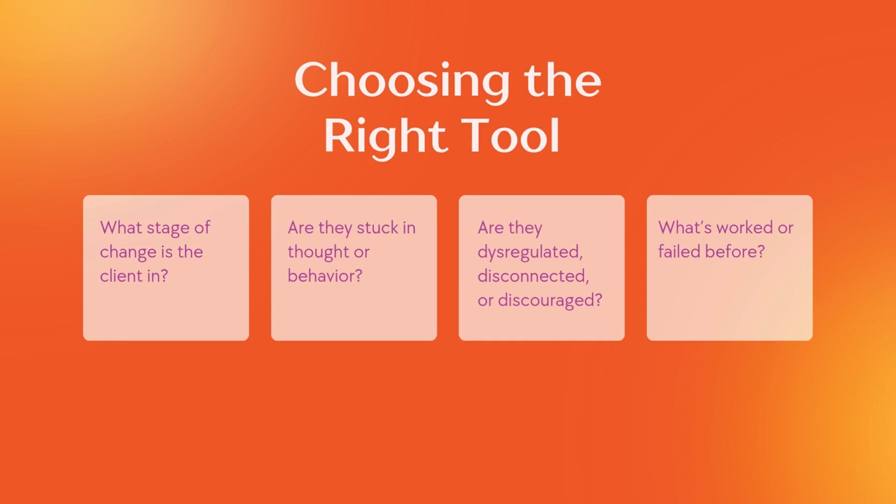3. Are they dysregulated, disconnected, or discouraged? If they're overwhelmed, slow down. Focus on lowering arousal, offering safety, or reestablishing connection. And then 4 is what's worked before and what hasn't. Always consider the client's history with interventions: what felt supported, what felt forced. This helps to build trust that reduces the risk of rupture.